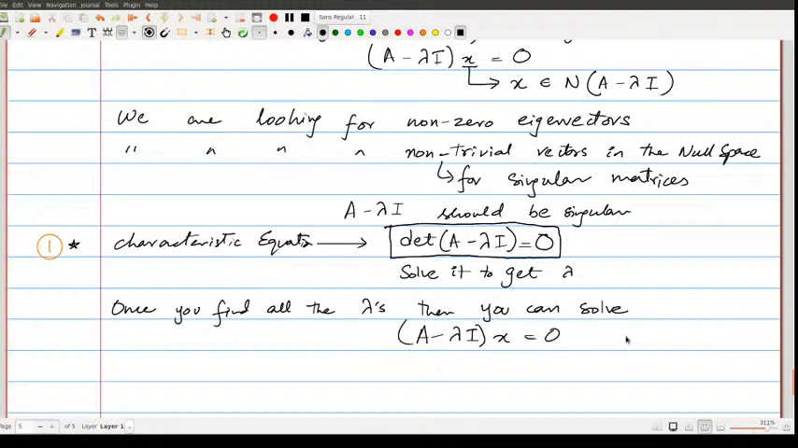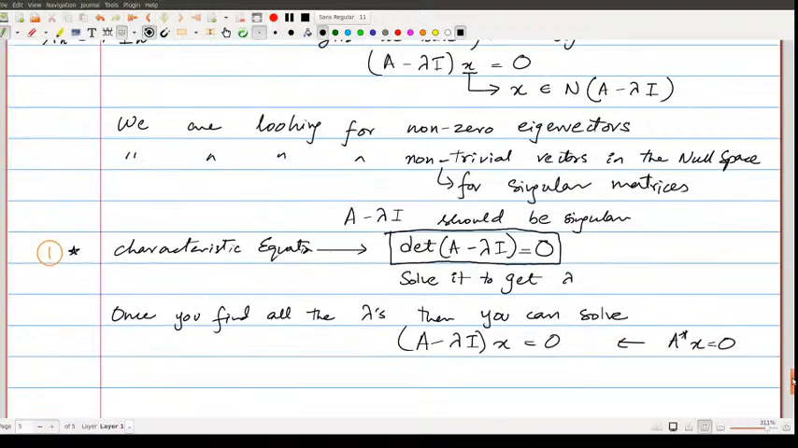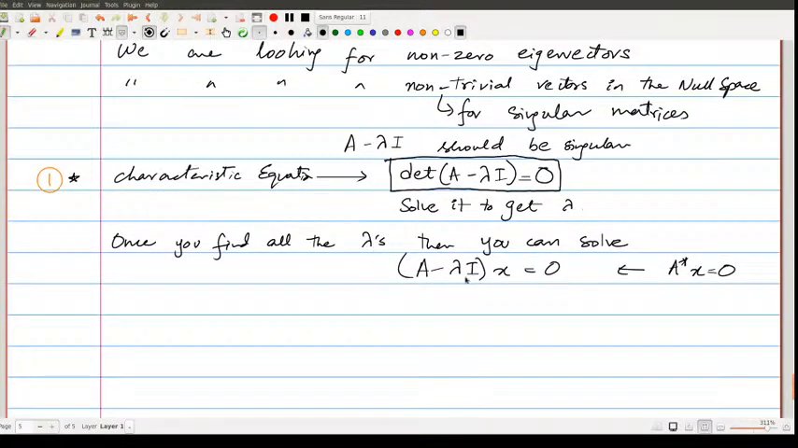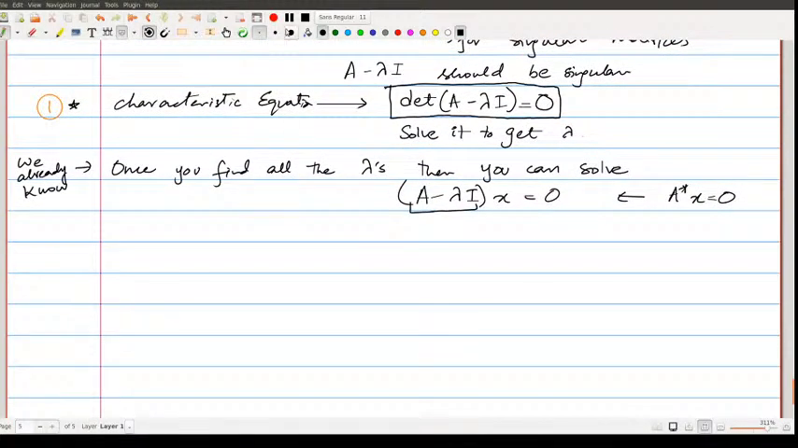How can you do that? Of course, because this equation is nothing but A star x equals 0, and we know how to solve these problems. We spent a lot of time trying to solve the null space and trying to find the basis for the null space, and that's just an easy problem by elimination that we know how to tackle. Because once you know the lambdas, you know what this matrix is. So then you can solve this problem. Okay, so this is something we already know. But I'm still going to do a few examples with you just so you have an idea. Let's do as many examples as we can to really get a hang of what's going on.